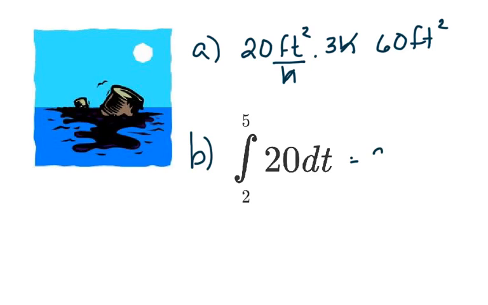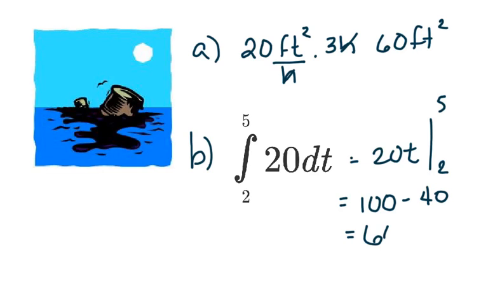That would be 20t from 2 to 5. Plug in the 5, you get 100. Plug in the 2, you get 40. 100 minus 40 is also 60 square feet. And part C says to graph r of t equals 20.